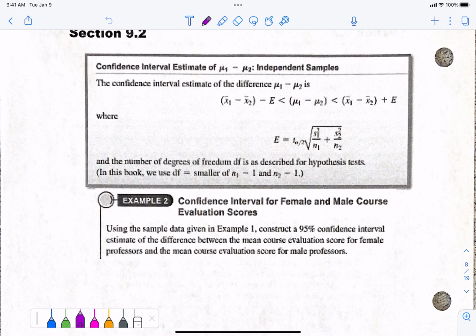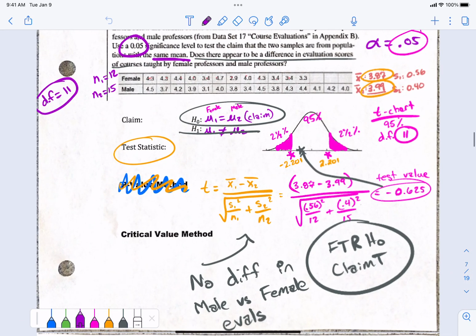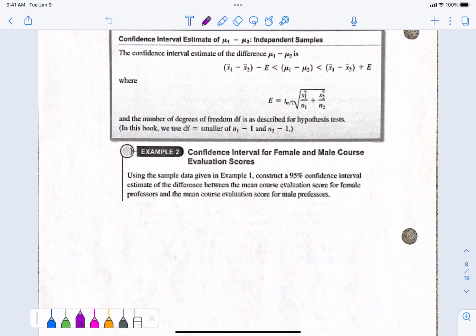Hey Jake, and whoever's watching, 9-2, this is part B of the notes. We are on the back side. We just did the critical value method on Thursday, and today we're doing the confidence interval method, okay?